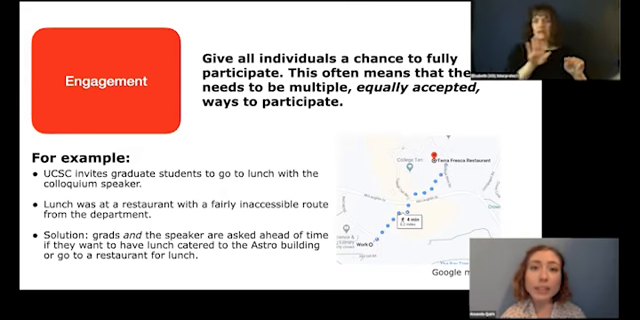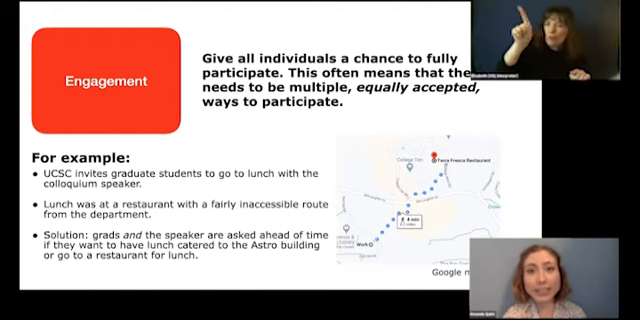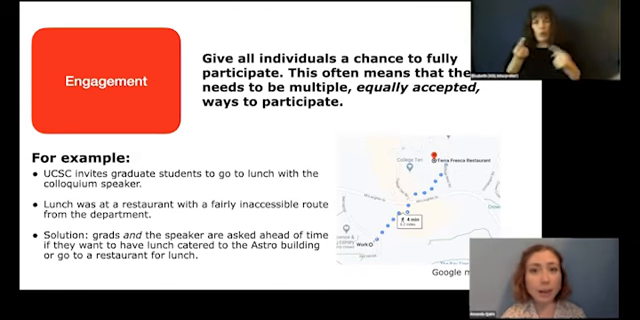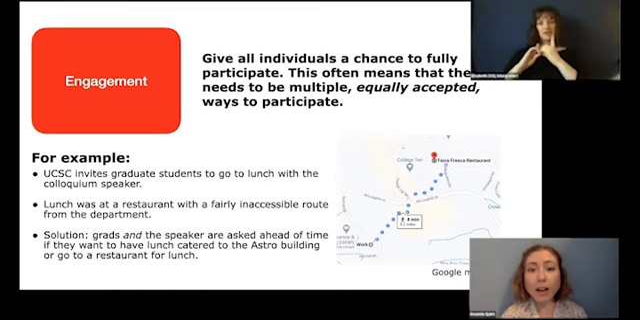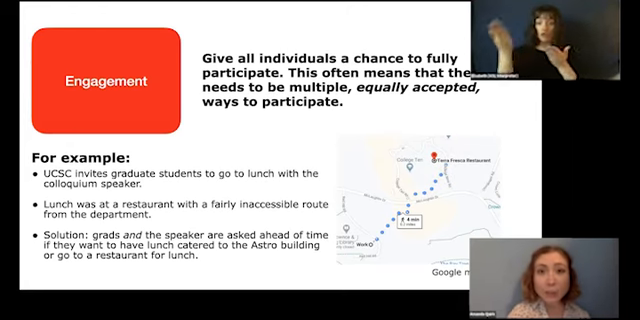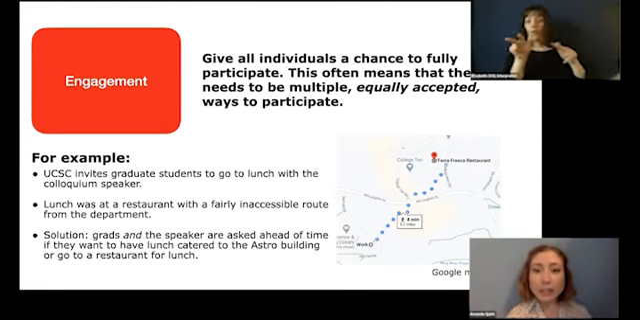For me personally, this is a route that I can do, but if I'm having a bad chronic pain day, it could be the difference of me being able to sleep well at night or not. So I just want to pause there and highlight the fact that just because something is possible does not mean it's accessible. So the solution that my department and I came up with together is that graduate students who sign up for lunch and the speaker are asked ahead of time if they would like to have lunch catered in the astronomy building or go to the restaurant with the path described. And if anyone chooses the option to stay in the astronomy building, then that is the one that's done.